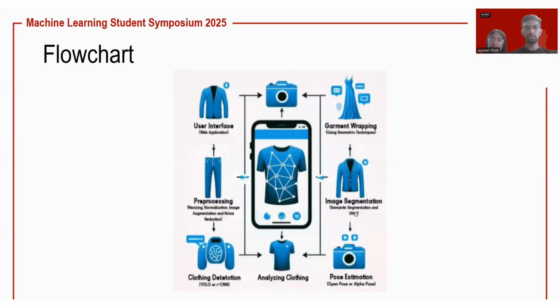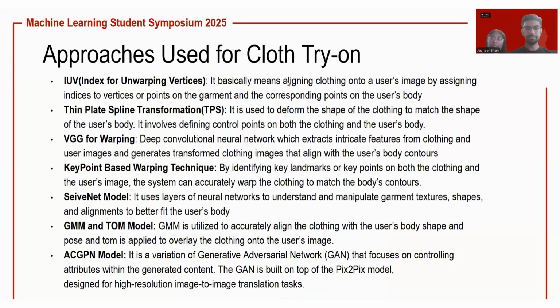So now I'll walk you through the flowchart of how our application will work. You will be uploading your image as well as the image of clothes that you want to try on. We will then estimate the pose based on the user's shape, and then we'll try to warp the garment according to the user's pose, and then we'll try to segment that image and try to overlay it on the user's body. It will be clear when we show you some examples going on.